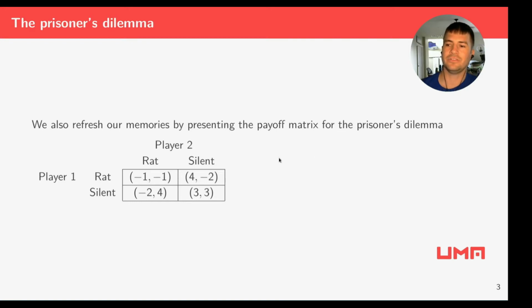And the prisoner's dilemma was described by the following payoff matrix. We had two players, player 1 and player 2, and if player 1 and player 2 ratted each other out, they both received the payoff of -1. If player 1 was silent while player 2 ratted them out, player 1 received -2 and player 2 received 4. The opposite is true if player 1 ratted while player 2 was silent, and if both players stayed silent, they received the payoff 3-3.